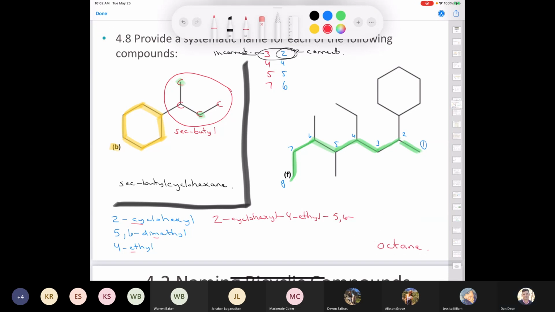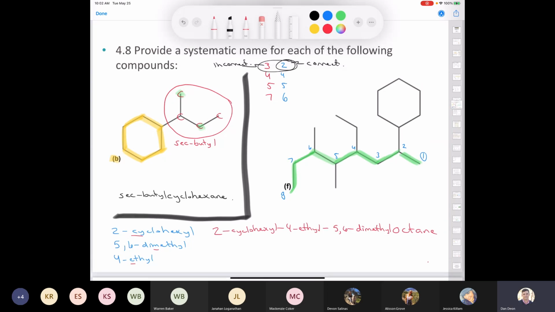5,6-dimethyl. Oh, long names. 5,6-dimethyloctane. So there you go. You just named yourself a beautiful organic compound. You know what's fun to do now that you're learning a little bit of nomenclature?